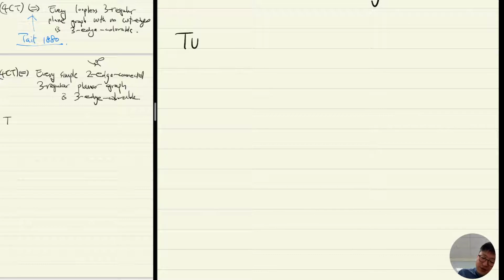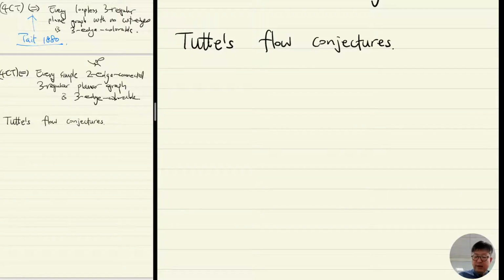Right, let's talk about Tutte's flow conjectures. Tutte made beautiful conjectures on nowhere-zero flows, which is highly non-trivial. So far, all these three problems are open. So the first conjecture is Tutte's 5-flow conjecture.